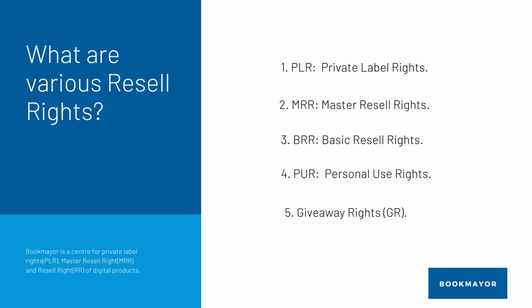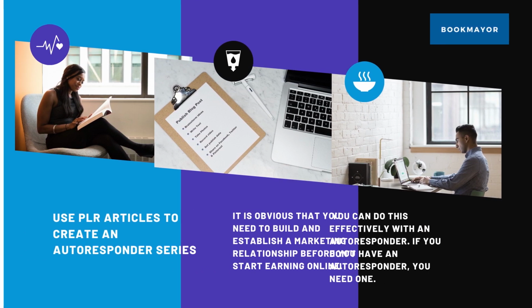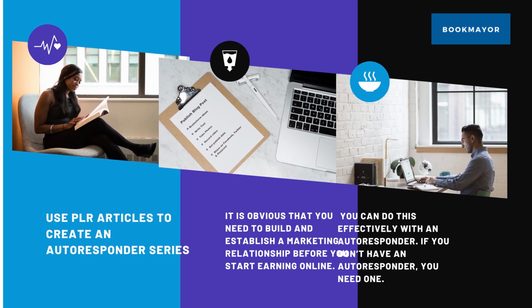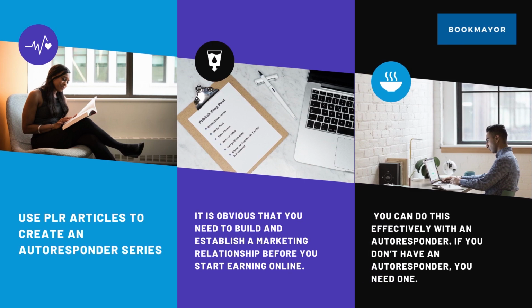If you don't have an autoresponder, you need one. And you need a steady stream of content in the autoresponder to put your business on automatic pilot. Many of the Resell Rights membership sites like bookmare.com offer articles that you can use however you want. Many of the articles are brand new and around multiple niches. They usually give members complete rights to do whatever they want to with the articles.